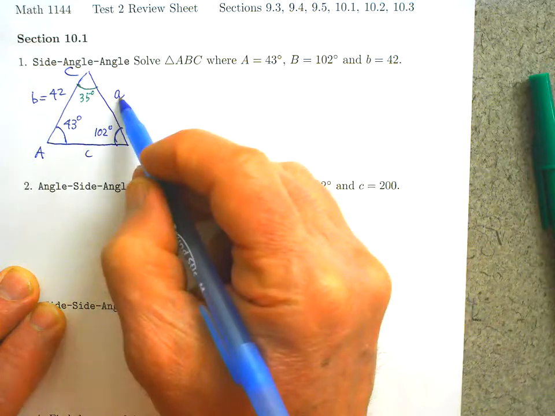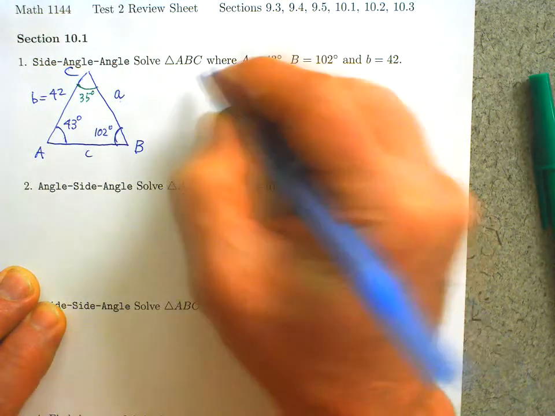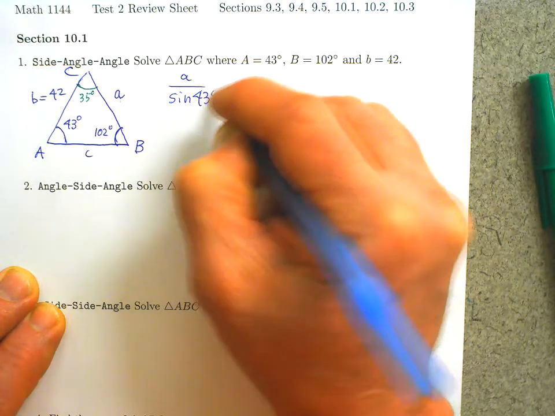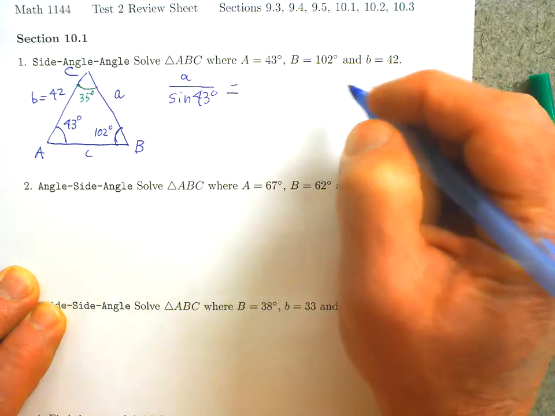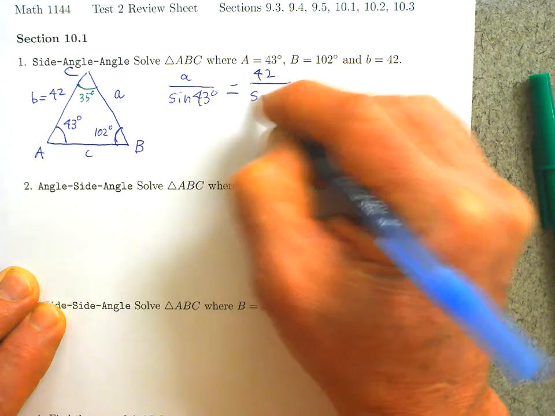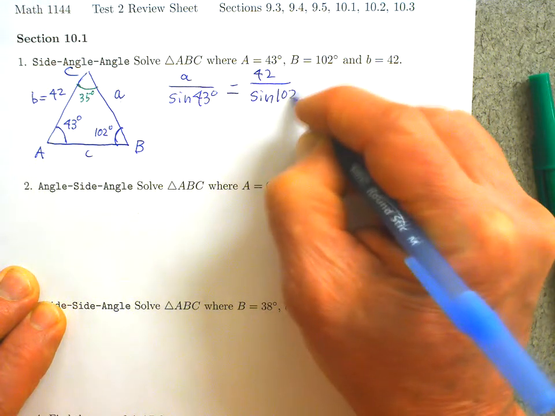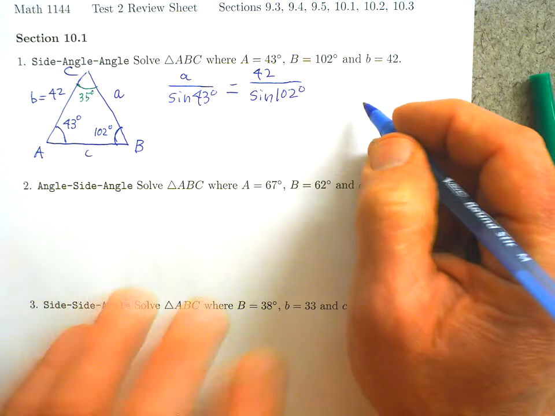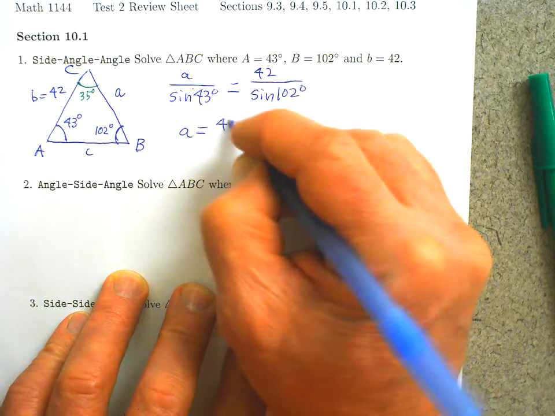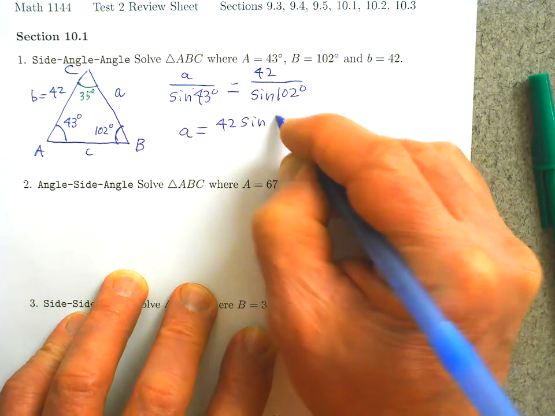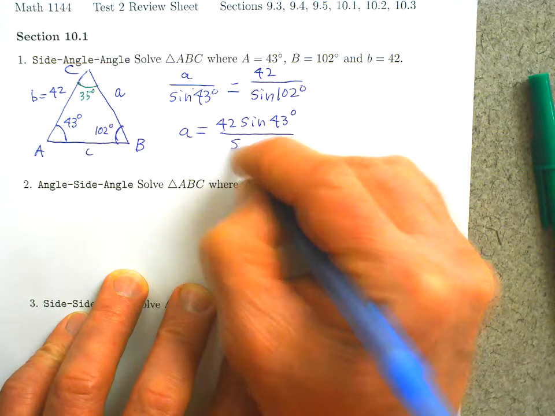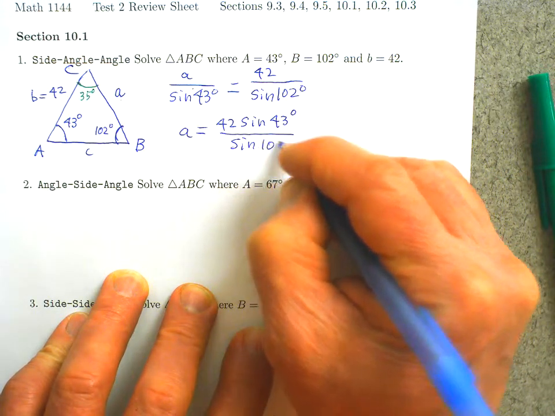Okay, so we can find lowercase a if we write a divided by the sine of 43 degrees. And that's equal to 42 divided by the sine of 102 degrees. And then we can easily solve for a. a is 42 times sine of 43 degrees divided by sine of 102 degrees.